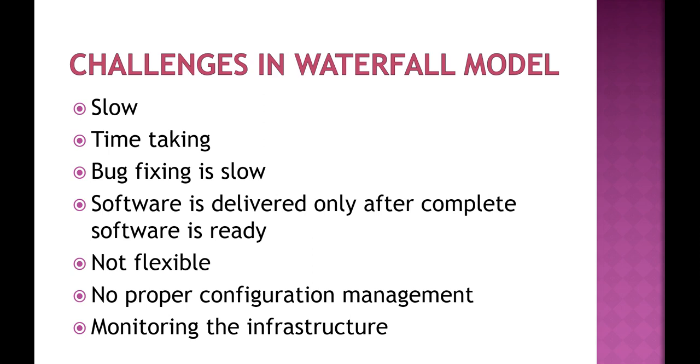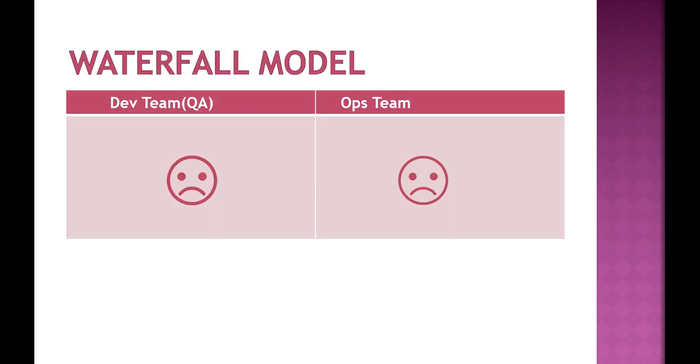No proper configuration management, very poor configuration management, means there is no proper management of the infrastructure. Monitoring the infrastructure is also a huge challenge. So these are all the challenges you have in the waterfall model. Because it's a time taking process, servers should be maintained up for a longer duration. All these are the challenges in the waterfall model, which are faced by both the development team and the ops team. So to overcome these challenges in the waterfall model, there came something called agile methodology.